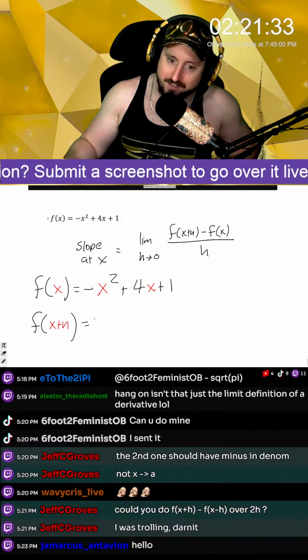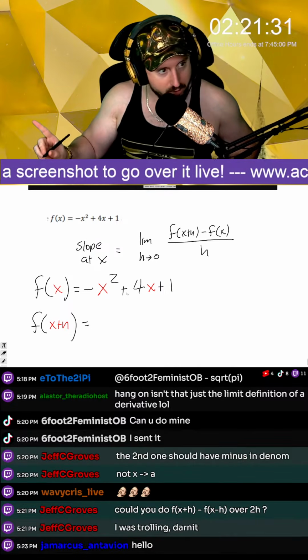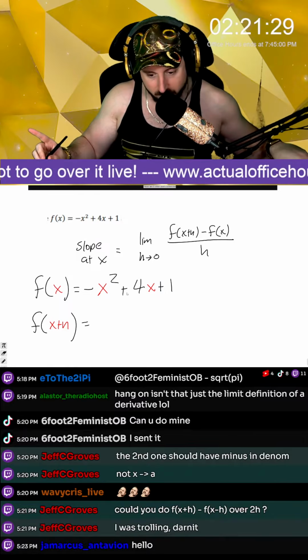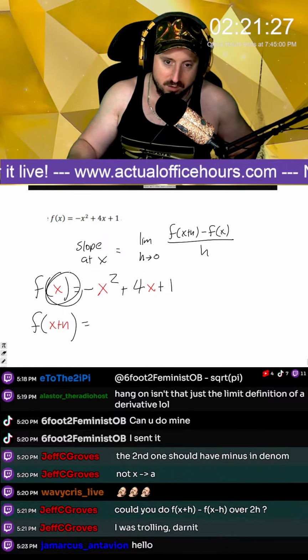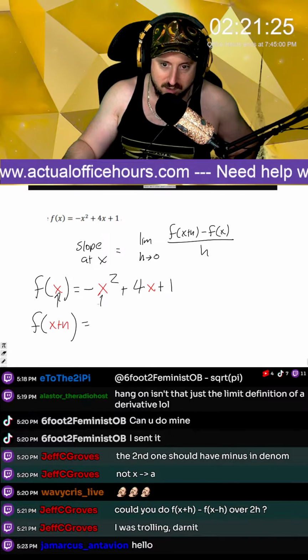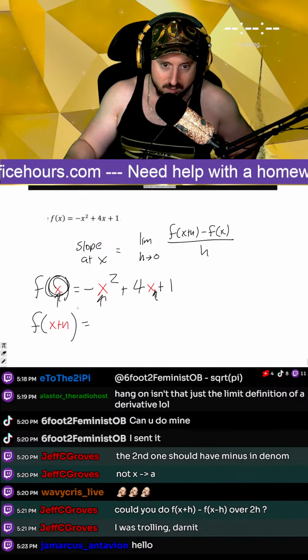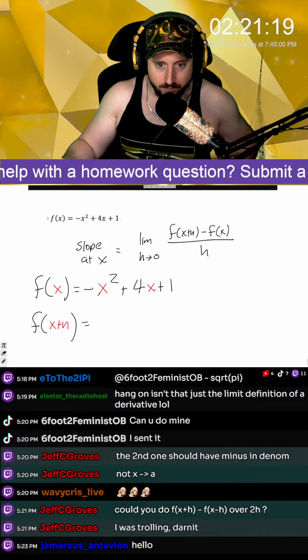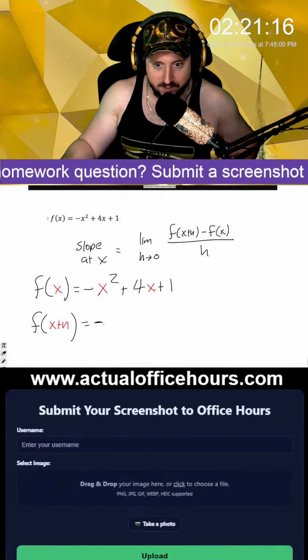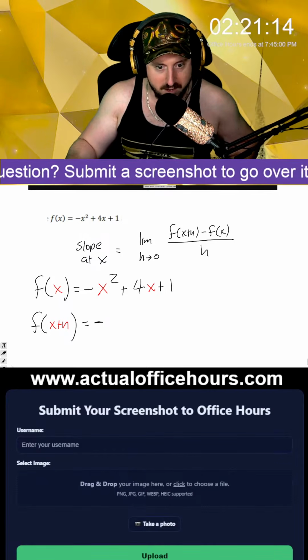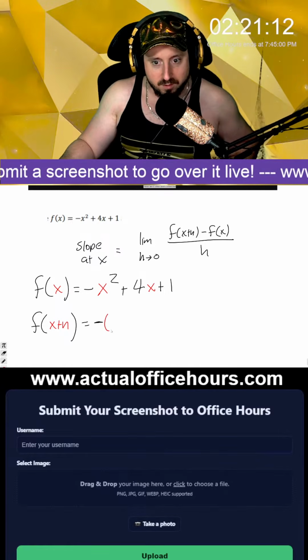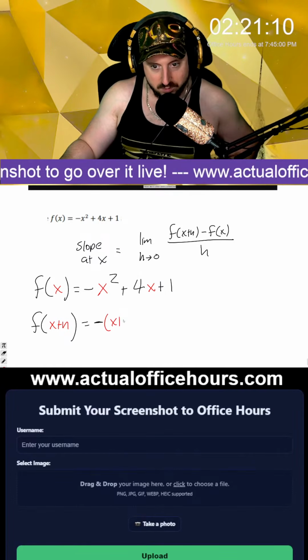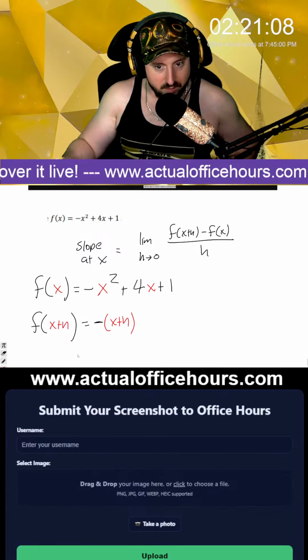Okay, and then here for f of x plus h, there's a reason why I color coded this. It's not just because I like colors. It's because anytime I see that x here, I'm gonna replace whatever is in here. So for instance, f of x plus h means instead of saying negative just x squared, I'm gonna do negative x plus h, and then this is all gonna be squared.